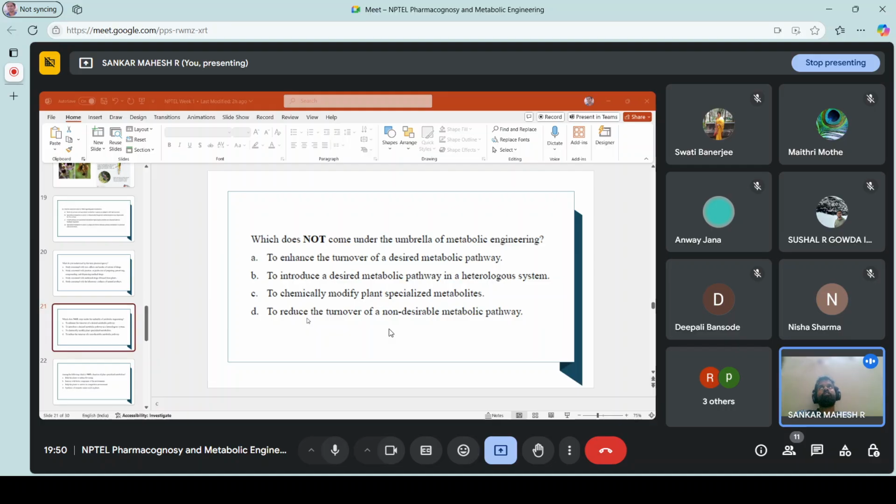And like you mentioned, to chemically modify plant specialized metabolites, we have to extract the metabolite and do it in vitro, which is outside the cell, within glass. So that wouldn't come under metabolic engineering, but rather as chemically modifying compounds or drug designing.